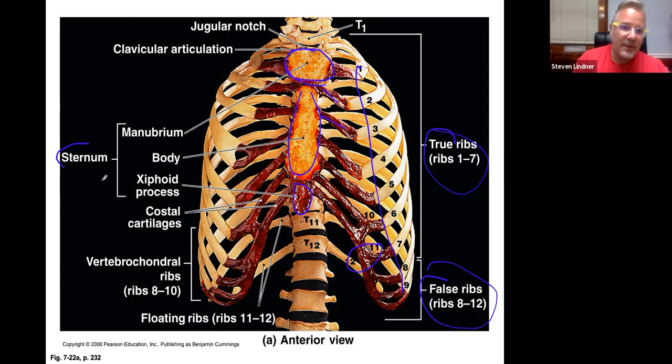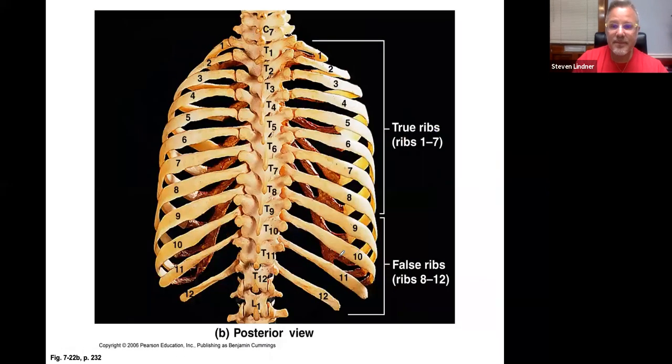So the sternum on the left here has 3 parts: manubrium, body, and xiphoid. The last 2 ribs, 11 and 12, there's T12, 11 and T12, they have the floating ribs. There is no cartilage attaching to the sternum. Really nice view showing the T1 to T12 thoracic vertebrae.